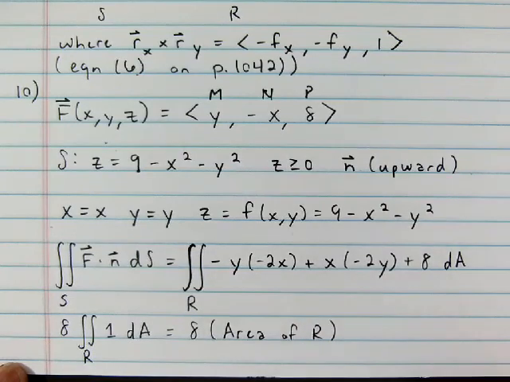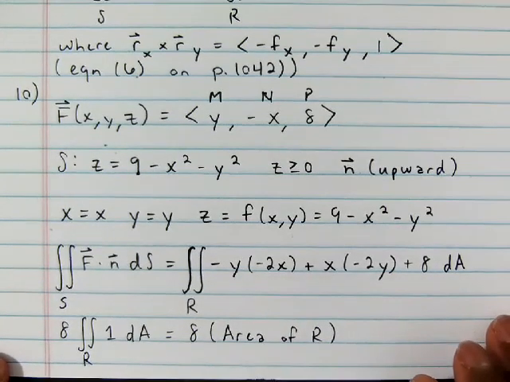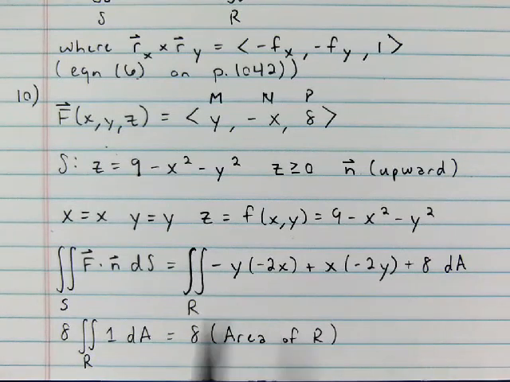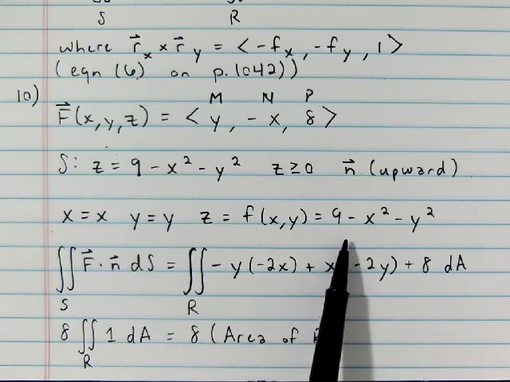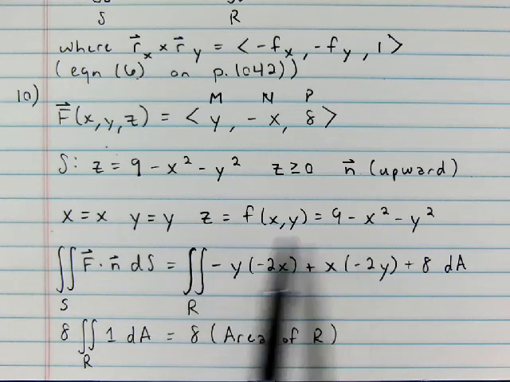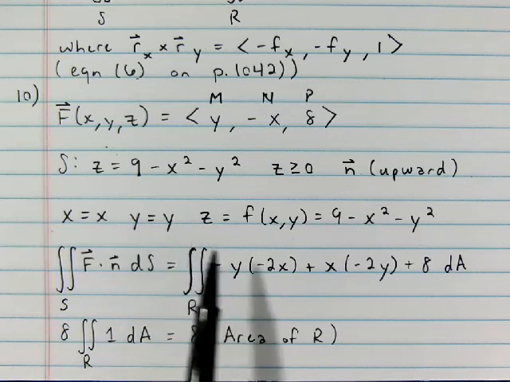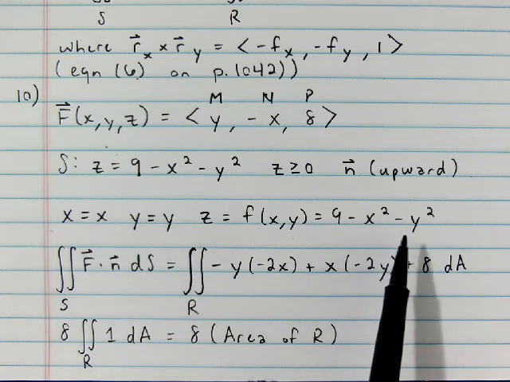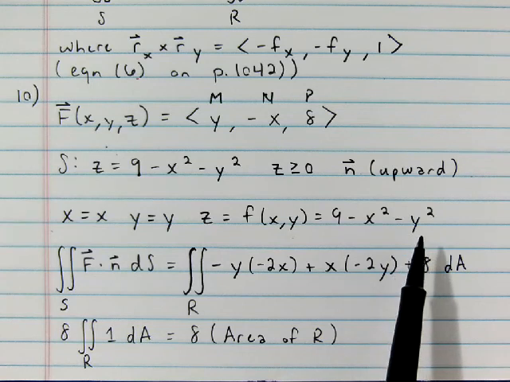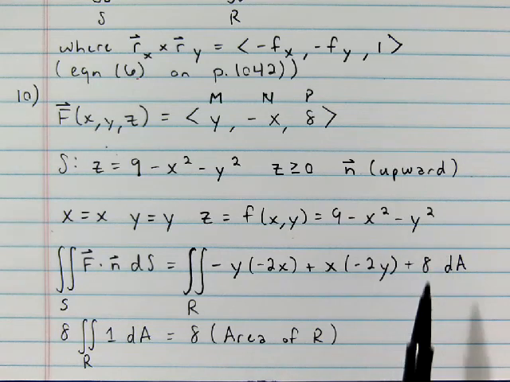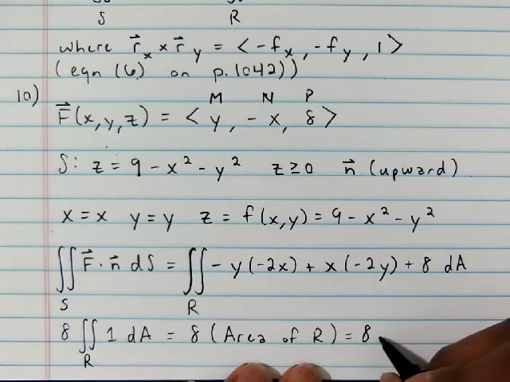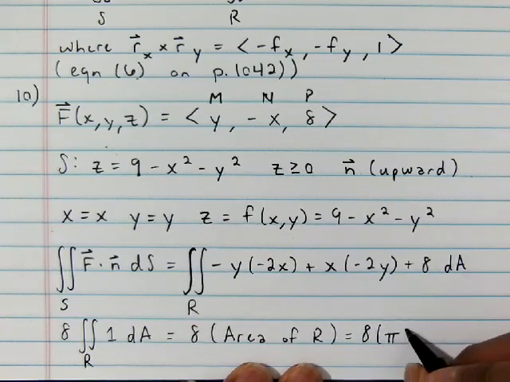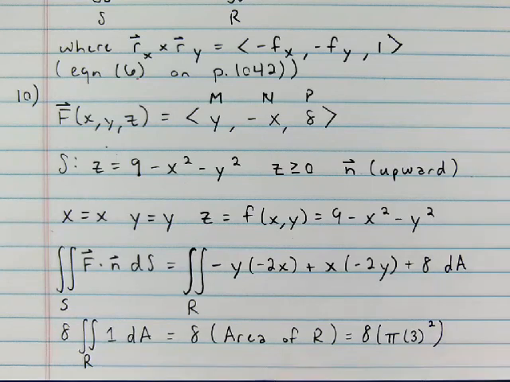Although I should have done it, I didn't specify what our bounds were earlier, but it won't matter here. We set z equal to 0, because we're looking for what x and y vary between, and we get x squared plus y squared equals 9. So we get a circle of radius 3 centered at the origin. So our area is going to be 8 times pi times the radius squared, and that would be our answer there.